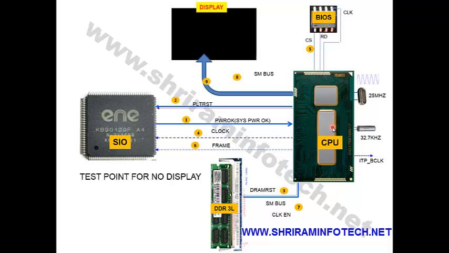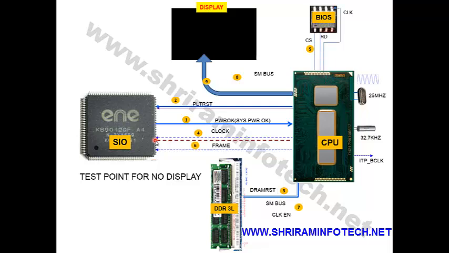So this signal also you can check on the SIO. This clock is generated by the CPU. You can check this clock signal on the LPC clock. That clock frequency is 33 megahertz. You have to check here for a 33 megahertz. If this 33 megahertz is coming, you can check it on the oscilloscope only.